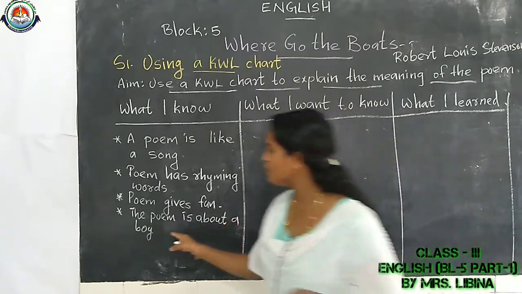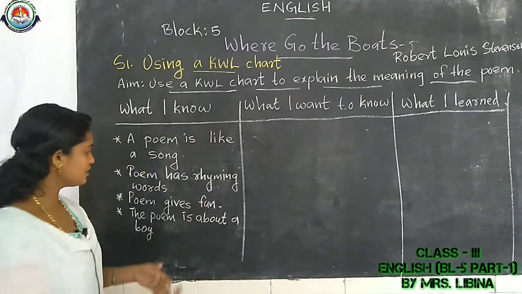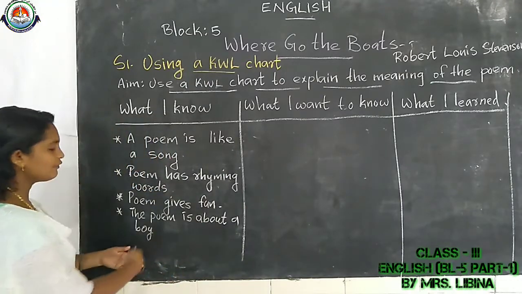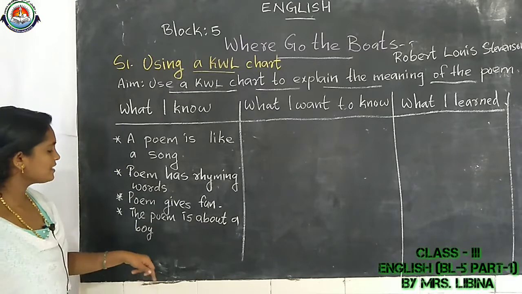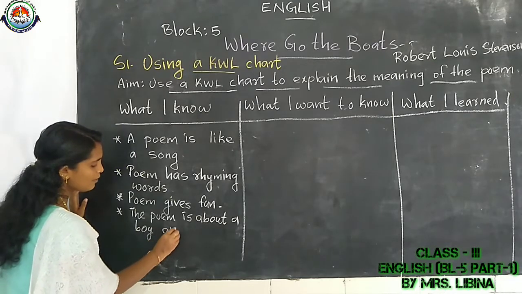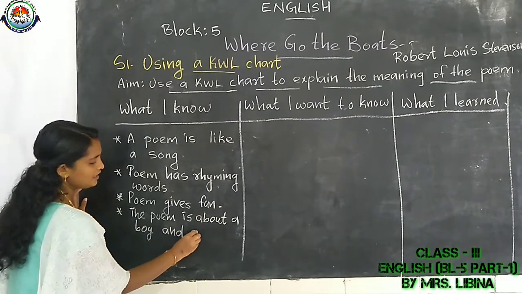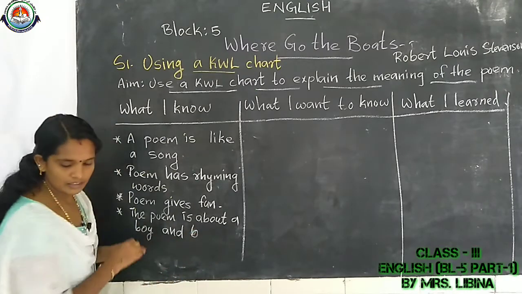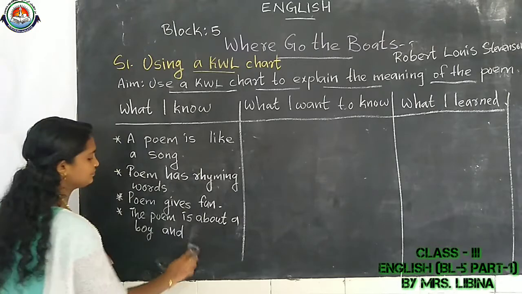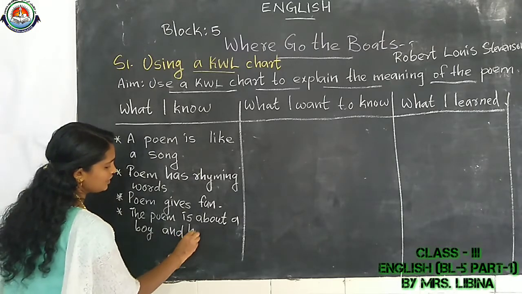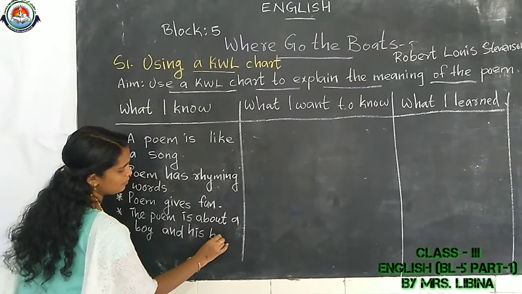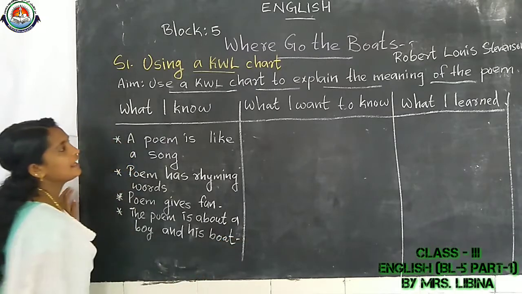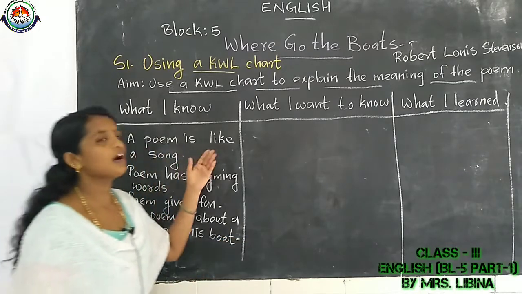So that also I will write. If you need to get more points, you can divide this one. Okay. The poem is about a boy. Now I am writing here. And the poem is about a boy and his boat. And his boat. Okay. Then what I want to know.